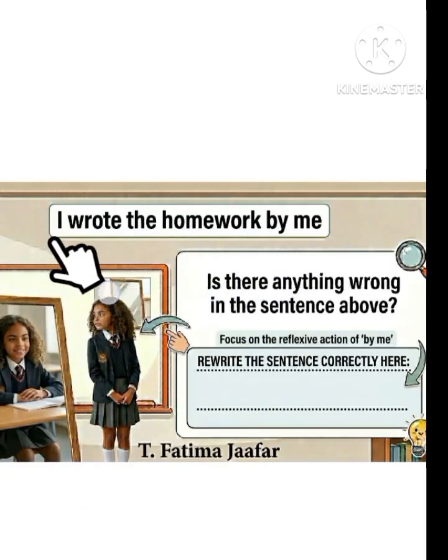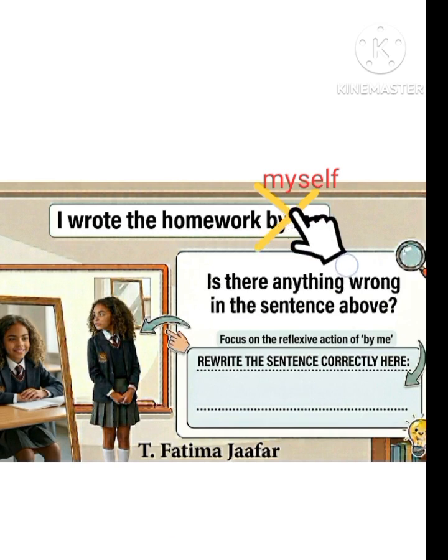I wrote the homework by me. Of course, there is something also confusing, which is by me. I could cross this word and put a reflexive pronoun. So I crossed by me and I put myself. So myself is a reflexive pronoun that reflects the subject I. I, myself.